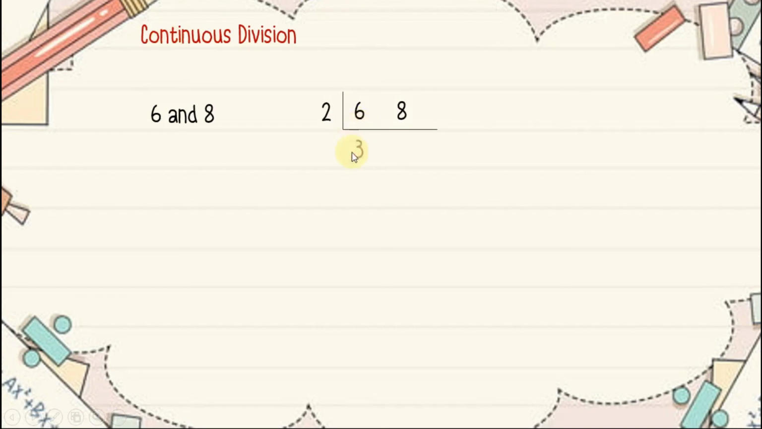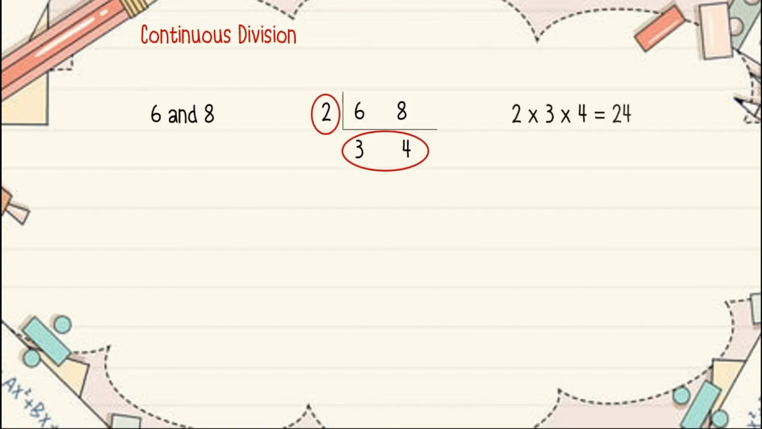So let's have the last method in finding the LCM, which is the continuous division method. So we're going to have again the same example, which is 6 and 8. Now, to find the LCM using this method, we need to divide both numbers by a common divisor. And that is 2. So the quotient of 6 and 2 is 3, while the quotient of 8 and 2 is 4. You can notice that we cannot divide 3 and 4 by a number aside from 1.